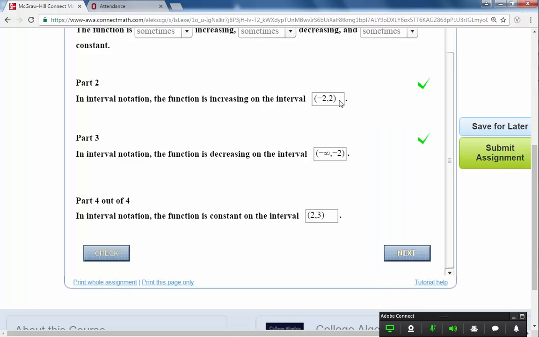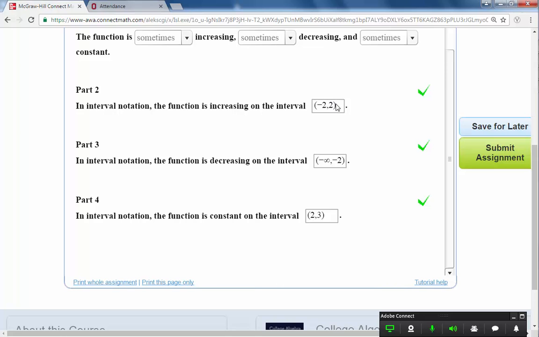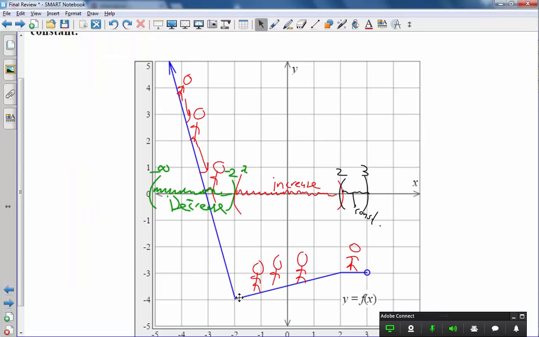Again, we use parentheses instead of brackets because this end value, this deep down value, is neutral. You cannot include it in the decrease or increase. This point is neutral, so we always use open parentheses on the ends.